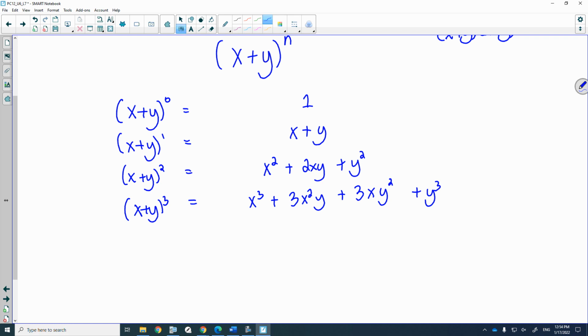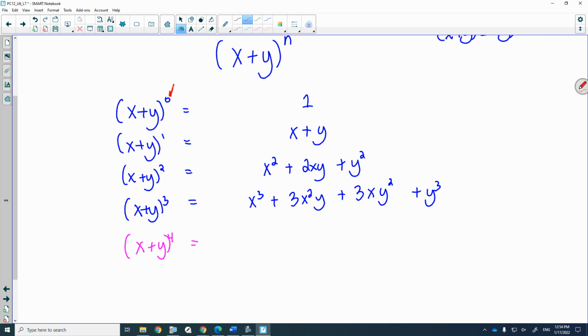So what we're going to do is see what patterns we can find, and then based on those patterns, you will actually be able to do the expansion of x plus y to the power of 4 really quickly, whereas if you were to do it by hand, it would take 10 minutes to do that question. Okay, so the first pattern I want you to see is the exponents.